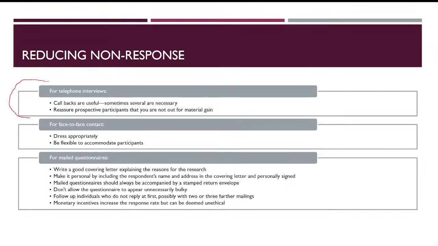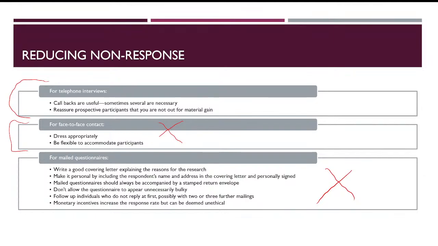Reassuring prospective participants that you're not out for material gain, that you're not doing it for the money, can help. Face-to-face contact, dressing appropriately and accommodating participants also help. But like I said, it's really rare now that you're ever going to do this kind of research. In terms of quantitative research, when you do qualitative research, totally different story. Most of it is face-to-face, but you barely do these anymore. And like I said, mailed questionnaires almost never happen anymore either. The government is almost the only one that can do mailed questionnaires now.